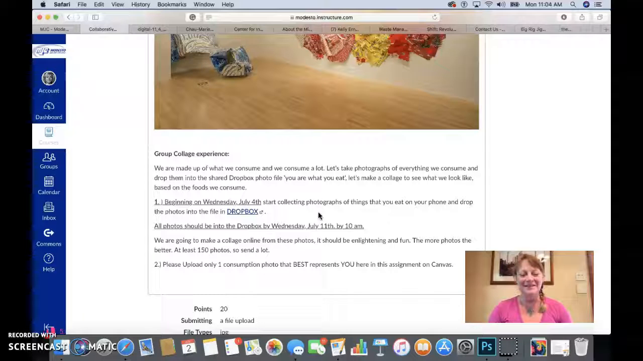Anyway, somebody made the comment last time, they were like, I forget to take a picture before I eat it. I'm like, well, just work on that. So anyway, you'll be taking photos and sending them to the Dropbox, and then we'll be collecting them and putting them into a group collage.